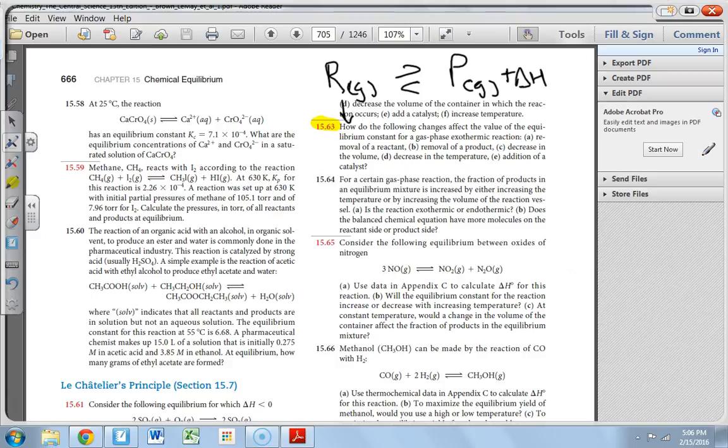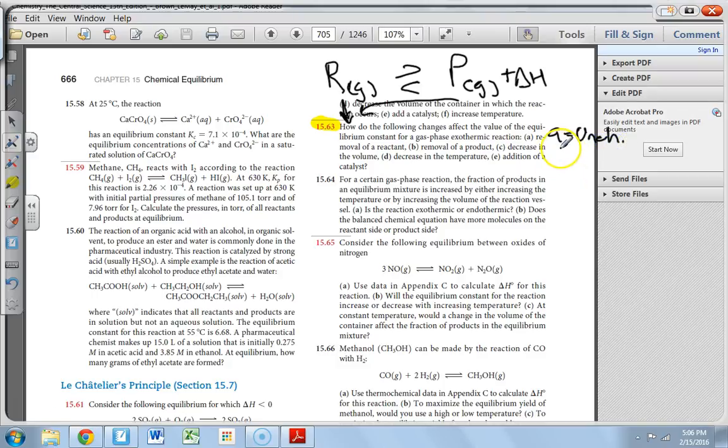It's only when you change the temperature that the equilibrium constant changes. So if we lower the amount of reactants that we have, yes, the reaction is going to shift this way, but for part A, it's going to be unchanged. I'll put unch there.